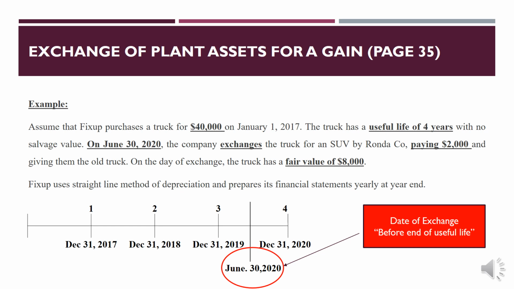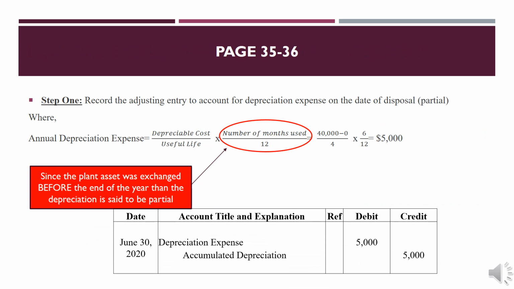Fair value means the market value. So, on the day of exchange, which was June 30, 2020, the market value of the old truck was $8,000. So, the first step is the same step as in the retirement and in the sale. We need to calculate the depreciation expense during the year of exchange, which was June 30, 2020.